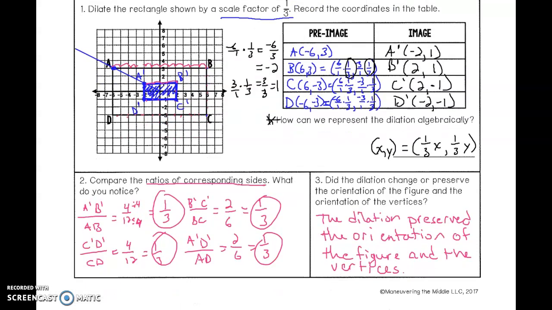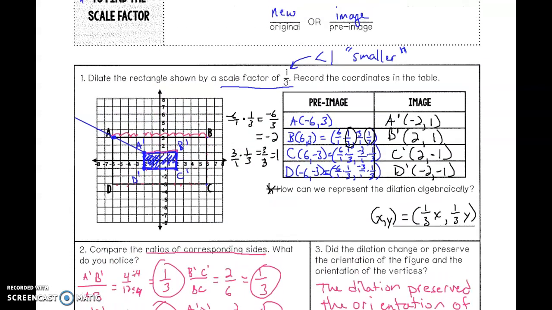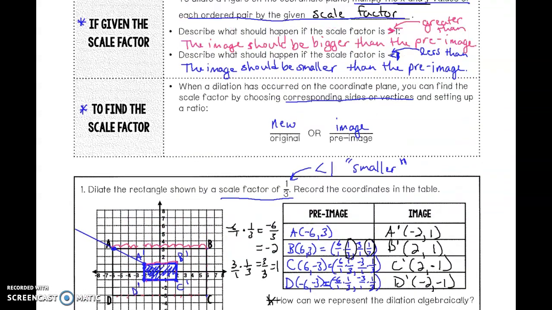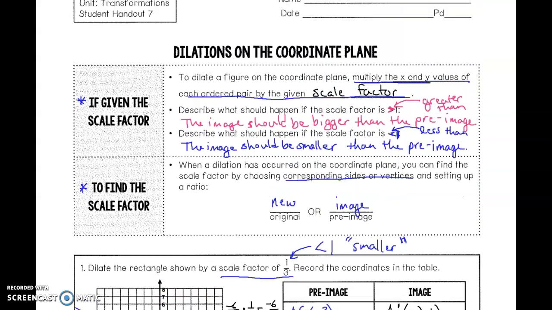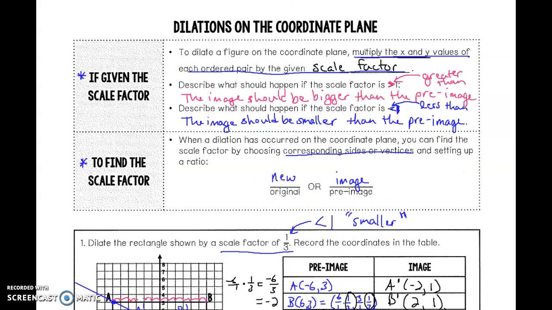All right, so that is the beginning to our talk of dilations on the coordinate plane. The big thing to remember is this. When we're given a scale factor, we have to multiply the x and y values by that scale factor to find our new points.